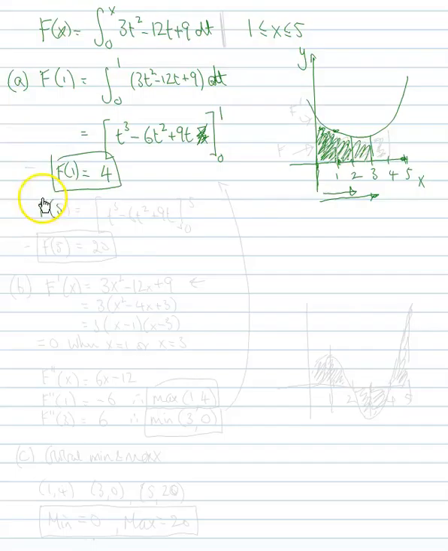F of 5, plug the same values in. t cubed take 6t squared plus 9t from 0 to 5. And what do we get? t cubed is 125. t squared is 25, times 6 is 150, so you get 125 minus 150, which is minus 25, plus 45 equals 20. So f of 5 equals 20. Okay, so that's the first part of the question.